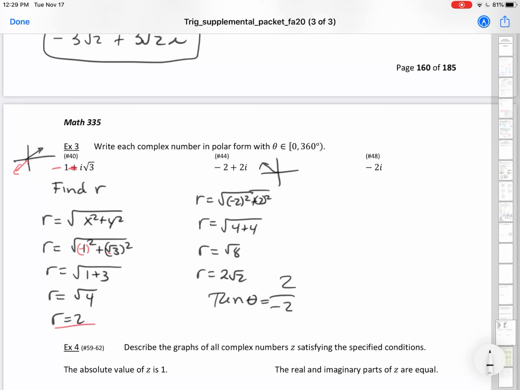Well, it's equal to y over x, which is negative 1. Well, we know the thetas that make that happen. They're 45 degrees. So I need a 45 degree angle in quadrant 2. Well, that 45 degree angle in quadrant 2 is 135 degrees. And so the answer is r, 2 root 2, CIS, 135 degrees. You put 45 degrees, it's wrong.